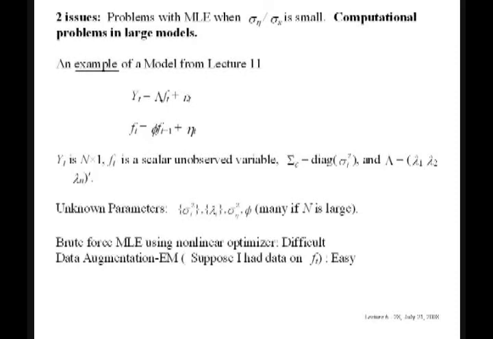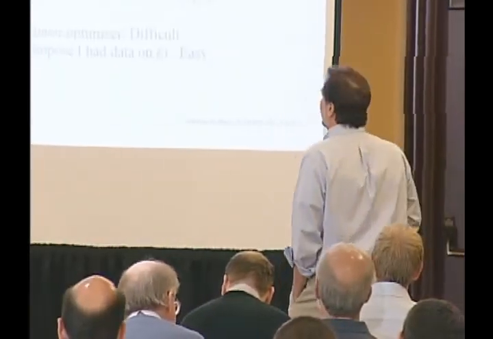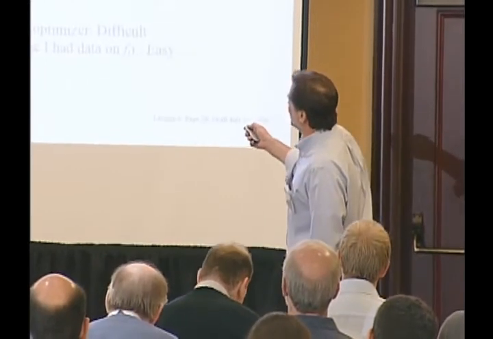Okay, so I want to go to this other issue now. This other issue is computational problems in estimating large models. So I want to consider a version of this model where you've got many unknown parameters, not just sigma eta and sigma epsilon, but you've got like a zillion parameters, and you've got to do nonlinear maximization of the likelihood. Okay? And an example is something Jim's going to talk about tomorrow, right?